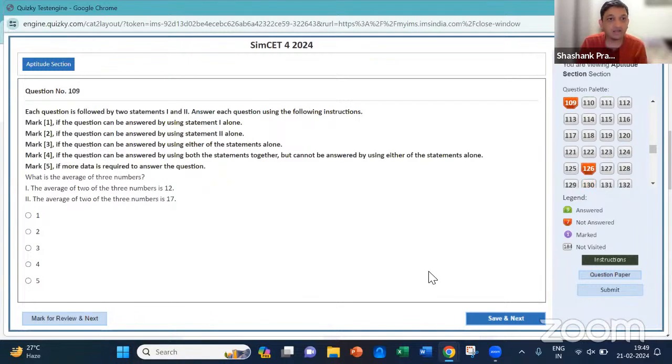Let's see. What is the average of 3 numbers? Average of 2 of the 3 numbers is 12. Average of 2 of the 3 numbers is 17. Okay. So 2 of the 3 numbers is 12 and 2 of the 3 numbers is 17. Okay, let's go for this one scenario wherein the numbers are, let's say, 24, 0 and 34. So 24, 0 and 34 अगर लेते हैं, it will give me 58. Divided by 3, some average I will get.